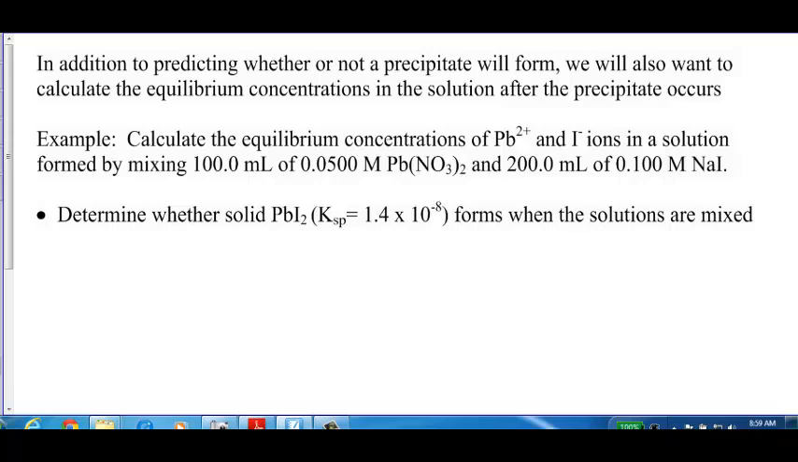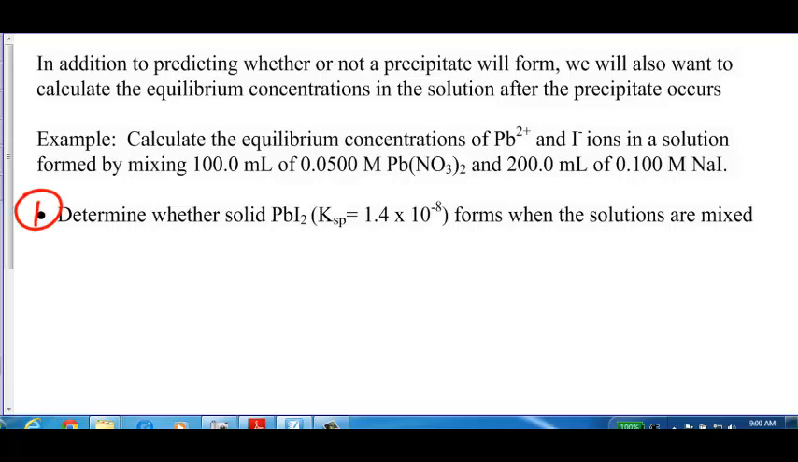Calculate the equilibrium concentrations of Pb2+ and I minus in a solution formed by mixing 100 mL of 0.05 molar lead nitrate and 200 mL of 0.1 molar sodium iodide. First step, is a precipitate even going to form? Because the problem's going to be really easy if it doesn't. And sometimes it doesn't. I don't want you to think it's always going to form.